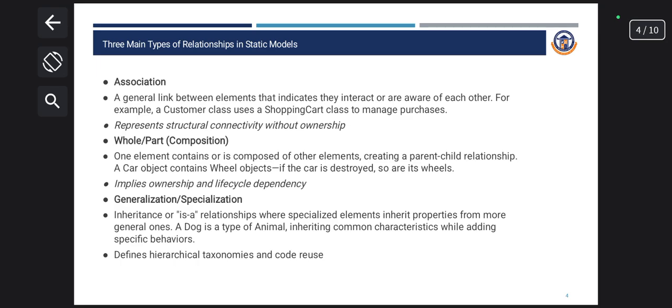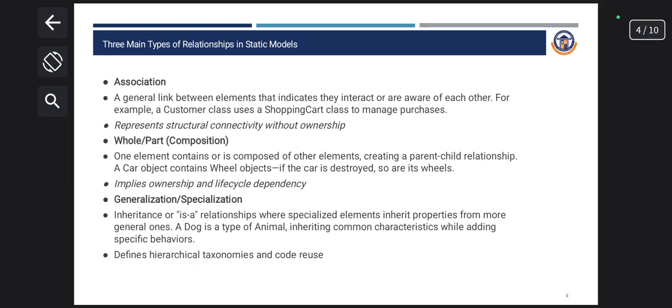The next one is composition. Here in composition, one element owns or contains another. For example, a car contains wheels. If the car is destroyed, so are the wheels. This implies life cycle dependencies.